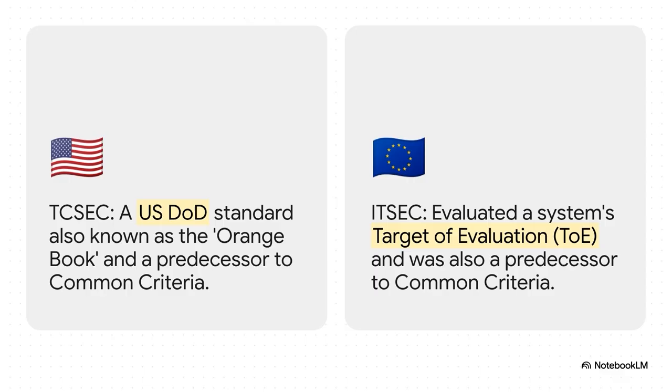So way back in the early days, there were really two major models that set the stage for everything. Over on one side, from the US Department of Defense, you had TCSEC, which everyone just called the Orange Book. And on the other side, coming out of Europe, you had ITSEC. You can kind of think of them as two different schools of thought that eventually came together. Even though they started in different places, both the American Orange Book and the European ITSEC really paved the way for the single international standard we all use today.